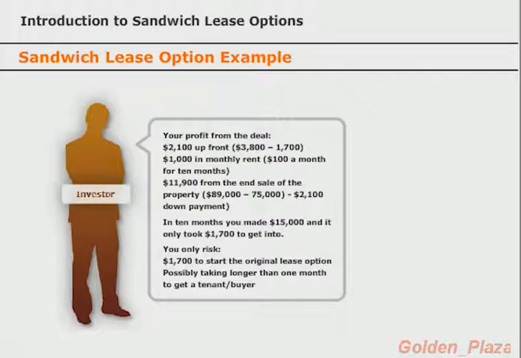So in just 10 short months, you made a take-home profit of $15,000, and it only took an initial $1,700 to get into it. And what was your risk in the deal? $1,700 and the fact that it might take more than 1 month to get a tenant buyer. But if you had already made a good buyer's list, even that worry is significantly reduced. Hopefully, this goes to show how important creating a solid buyer's list is to working effective sandwich lease options.